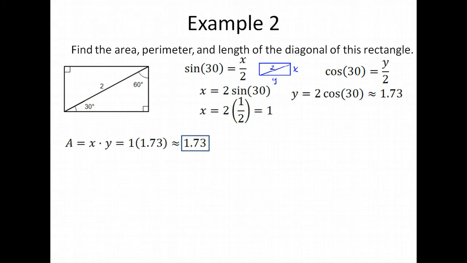Now to get the area, we're going to multiply the x and the y from the little blue diagram together. So this gives us 1, which is our x, times 1.73, which came from the y, so the area of this rectangle is approximately 1.73. The perimeter is equal to 2 times the x value plus 2 times the y value, so this is equal to 2 times 1 plus 2 times 1.73, which is approximately 5.46.